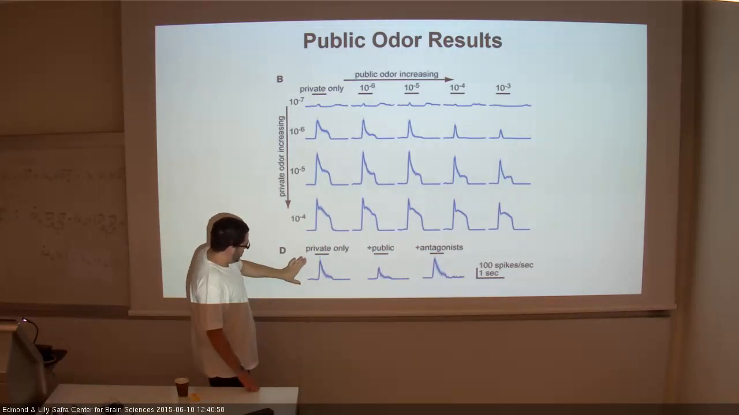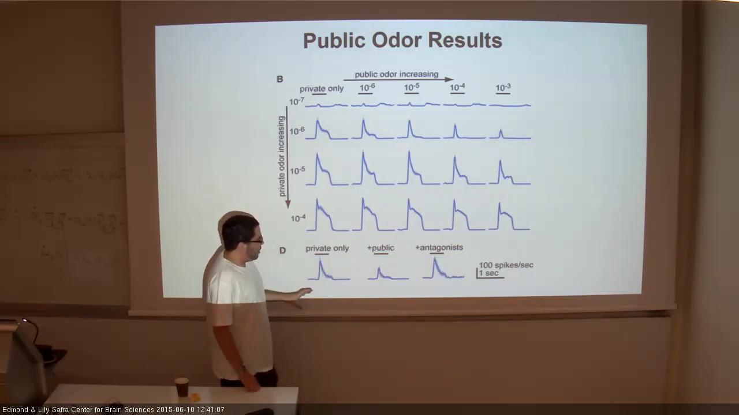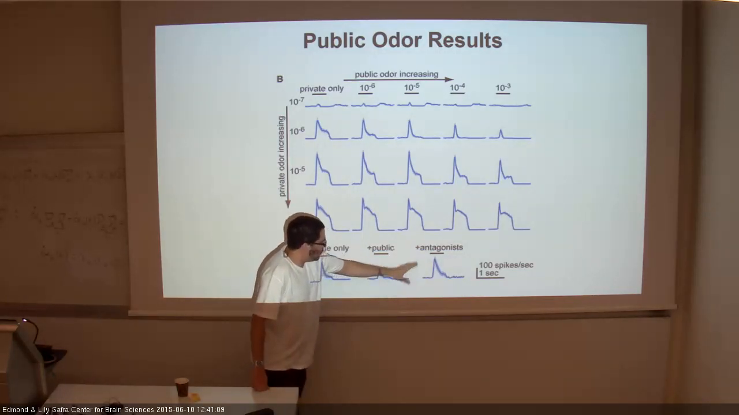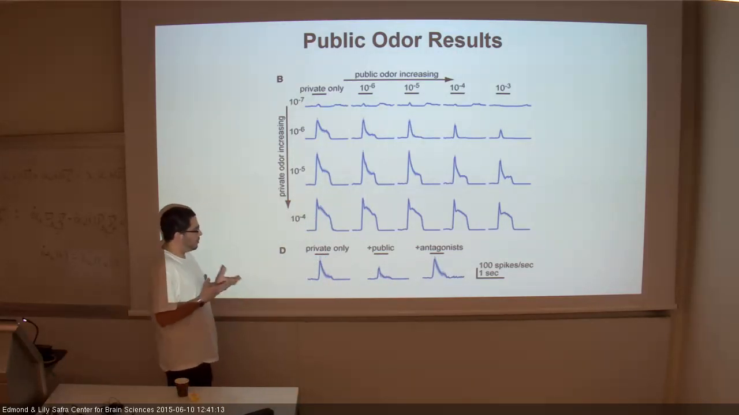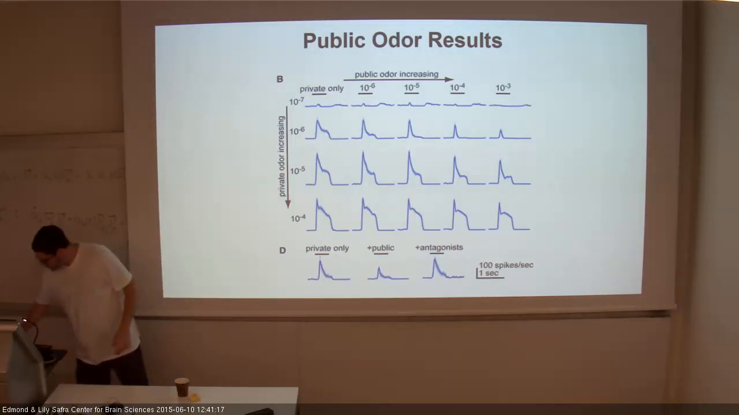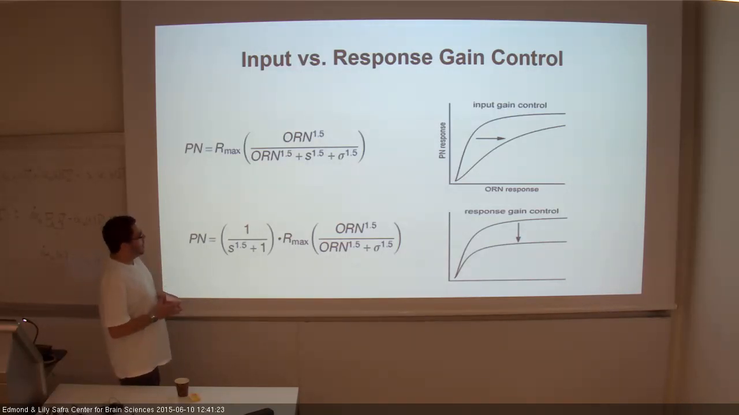And what you can also see here is that, so this is if you have just the private odor, you have a strong response. If you add the public odor, you get a suppressed response, but if you have antagonists, all of a sudden you get a larger response again. So this really seems to be some kind of lateral inhibition. So now that we've gotten these results, we want to think about how the lateral inhibition actually happens.